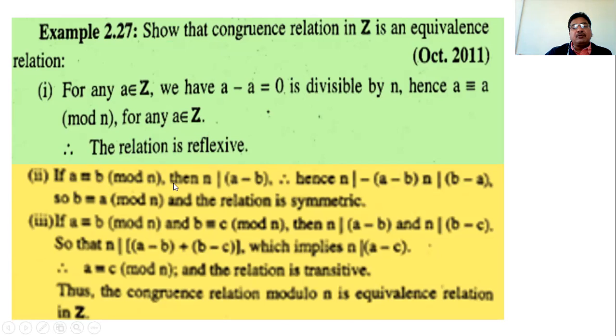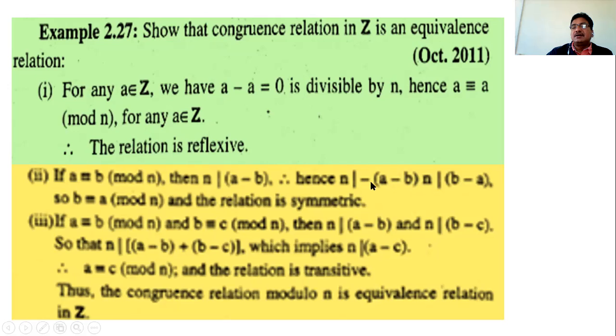So a is congruent to b modulo n implies what? n divides a minus b, by using the definition. But if n divides a minus b, then n divides minus of (a minus b), because if n divides, suppose, 5, then n also divides minus 5. So n divides a minus b implies, or hence we have, that n divides the negative of this number, minus (a minus b).